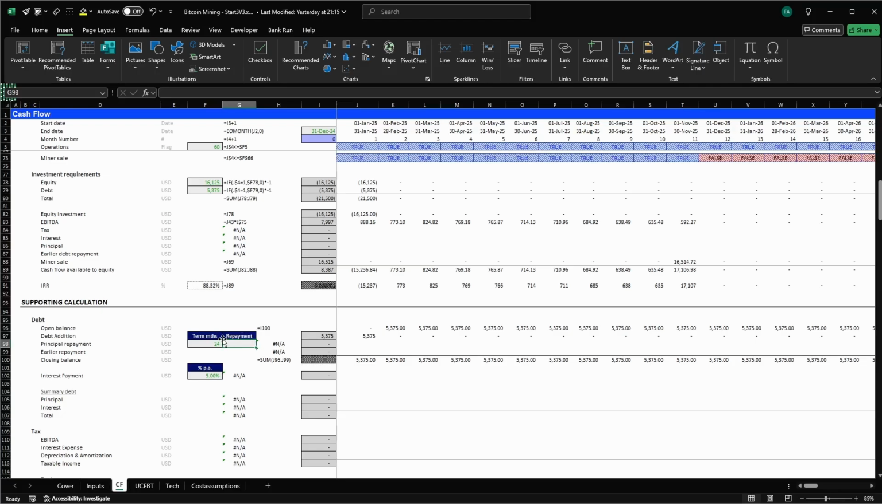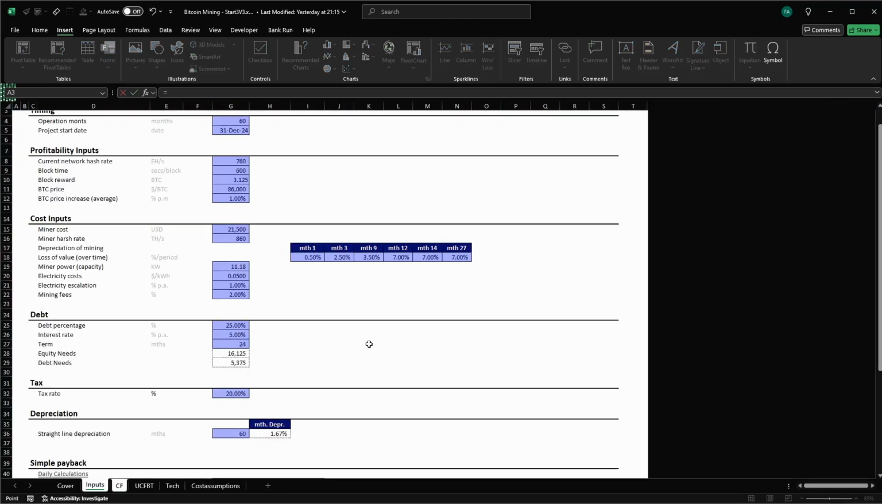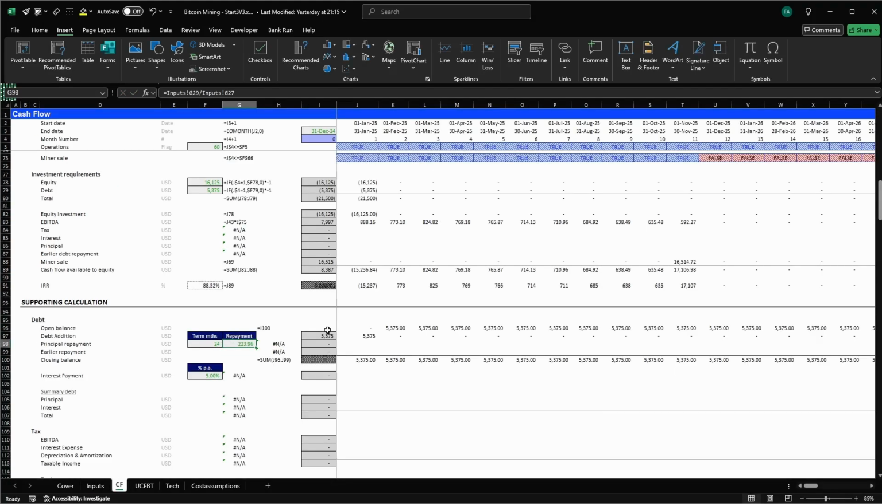So the only thing you have to do here, we're going to say equals. I'm going to go to the input sheet. Then I know that the total debt needs is this number on row 29, cell G29, and I'm going to divide it by the number of months. Okay, so that's going to give me the $223.